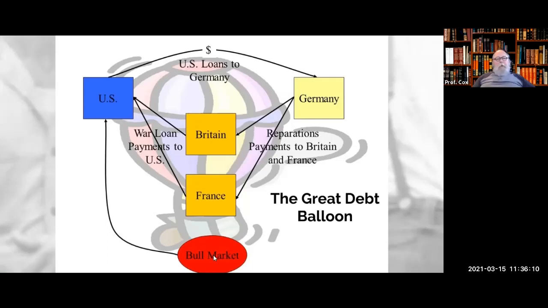What happens if the market changes from a bull market to a bear market? A bear market is when the prices are going down, right? Meaning that people are losing money, and what that really meant was all of that imaginary money that was there is no longer there, right? So what that means is that the system relies on there being money in the United States that can be loaned to Germany, that can be paid to Britain and France, that can be paid back to the U.S. But if there isn't any money in the U.S., then this whole system collapses, right? You follow what I'm saying here?